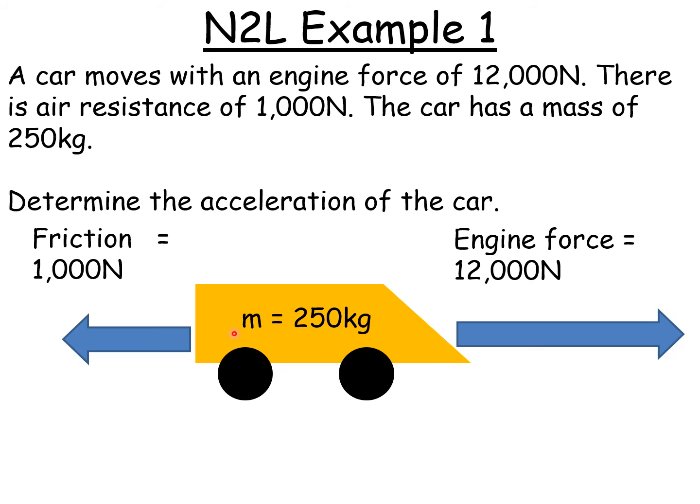Now notice I've written down the mass, which is in kilograms, so I've checked that it's in the right units. The engine force doesn't really tell me which way it's going, so I'm just going to assume it's going towards the right, and it's got a force of 12,000 newtons. And then the friction, remember, always goes against the direction of movement. So that's why the arrow is pointing the opposite way. And again, I've written down the force there, which is 1,000 newtons.